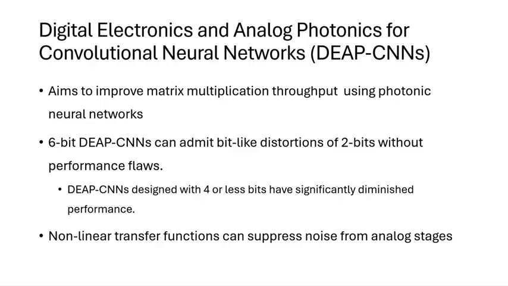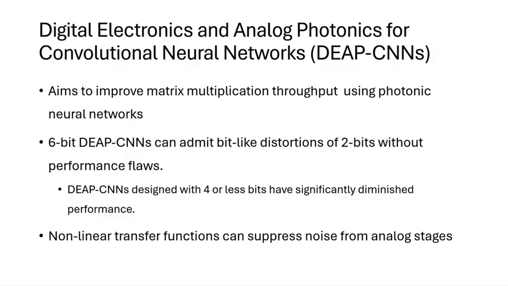Next is the digital electronics and analog photonics convolutional neural networks for deep CNNs. This aims to improve matrix multiplication throughput using photonic neural networks. Upwards of 80% of total processing time in electronic processors is spent on convolution. Weight banks in the system are not modified until a new kernel is applied. Modifying weight banks is very time intensive, and further parallelization is reached through handling the photonic architecture as a convolutional unit with a single output.